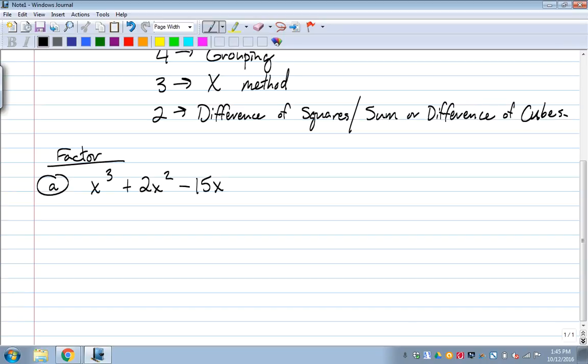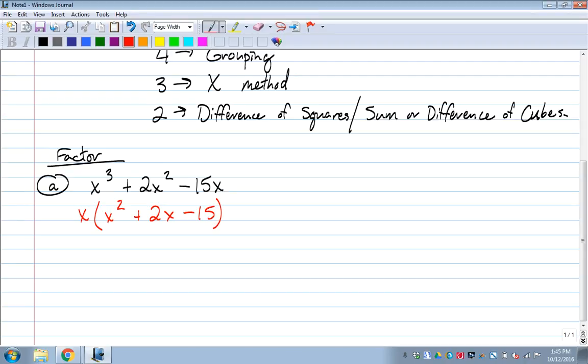All right, so first thing we're going to look for, we're going to factor is what? GCF. What's the GCF of those three terms? Everybody's got an X. So we're going to pull an X out to the front. What's that going to leave in the parentheses? Good. Okay.